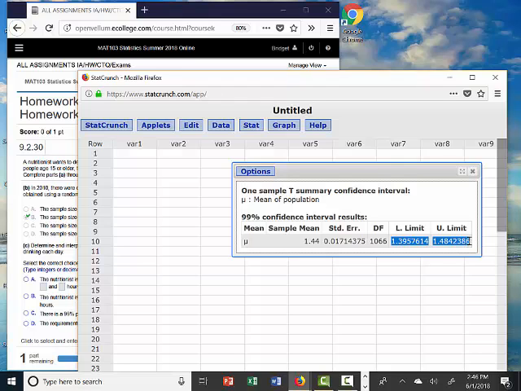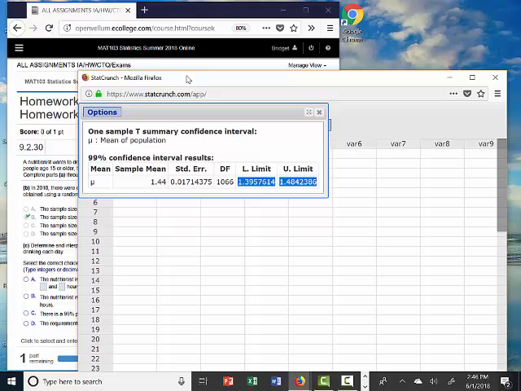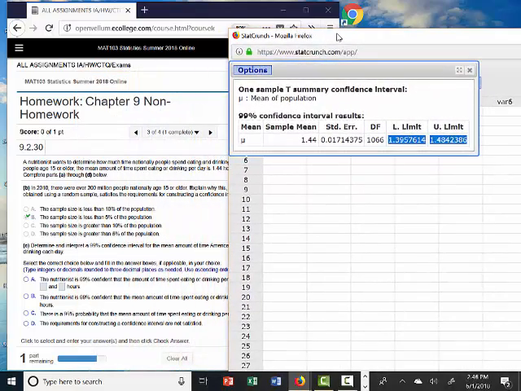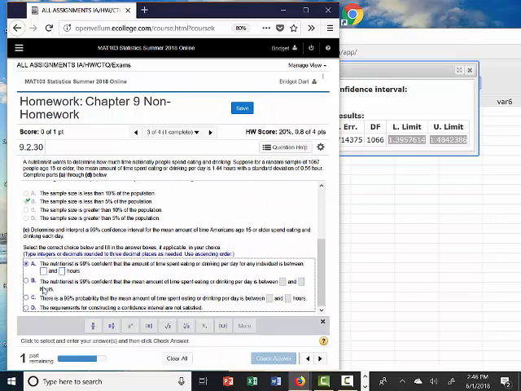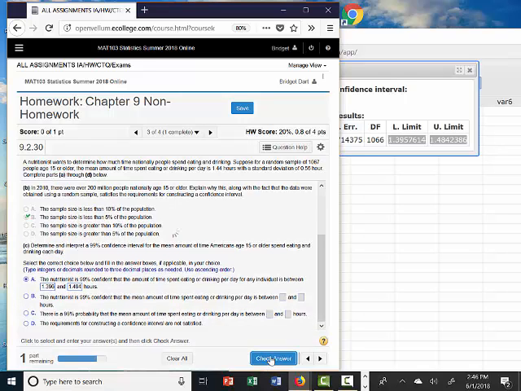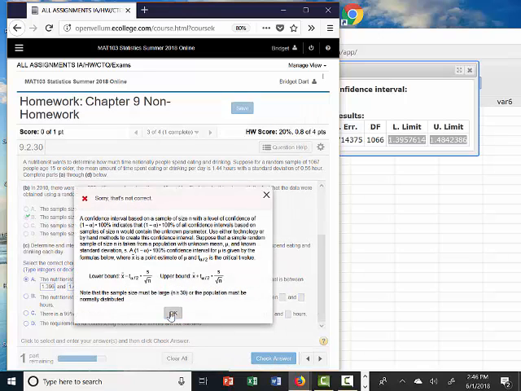So 1.3... I don't know how they want us to round here, so let me see if I can just slide that over a little bit. Round to 3 decimal places, so 1.396 and 1.44. And there you have it. There's our confidence interval for the mean from summary statistics.